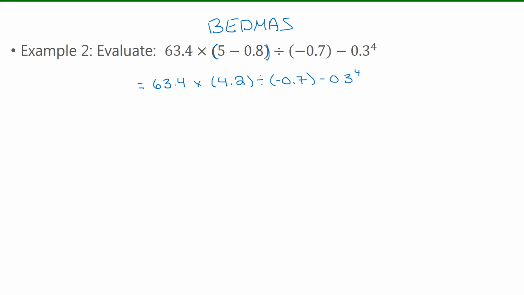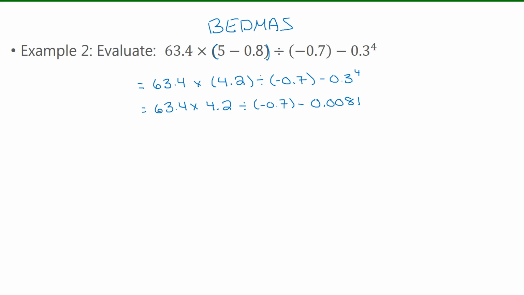Now we'll do the exponent. When we enter this into the calculator, we enter 0.3 to the power 4. We don't enter negative 0.3 to the power 4. Only the 0.3 is being raised to the power 4 and not the negative. 4.2 doesn't really need brackets around it since it's not negative. So 0.3 to the power 4 should give you 0.0081.